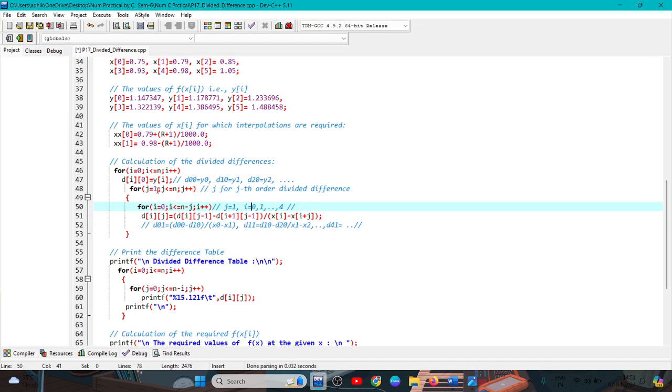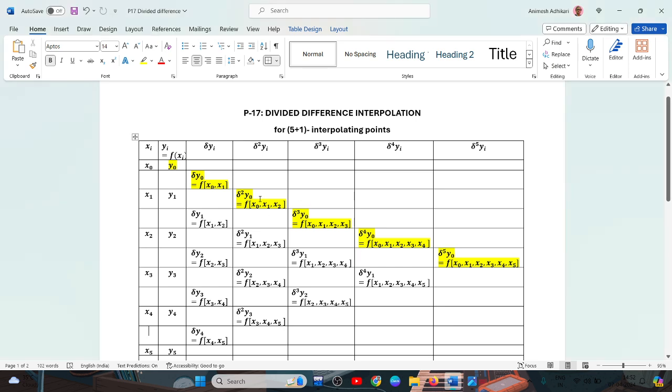Next j equal to 2. So when j equal to 2, these are the second order differences. So i runs from 0 to n minus 2, that is 5 minus 2, which is 3. So this is j equal to 2, the second order difference. So we have delta 2 y0, delta 2 y1, delta 2 y2, delta 2 y3.